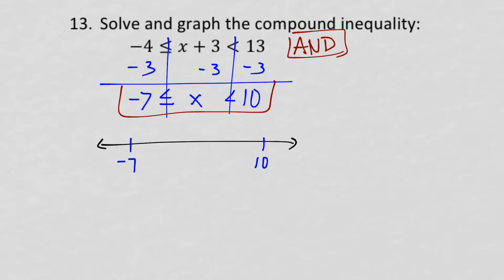Next, you're going to draw two circles, one on the negative 7, one on the 10. You're going to choose if this circle is supposed to be open or closed for each one. This one, less than or equal to, that's closed. That means you shade it in. For this one, less than, that's open. So leave it open like that. And then since it's an AND inequality, you're going to shade in between. So some of you guys shade like this. Some of you guys shade like that. It's the same thing. The point is that you're shading between the two numbers.